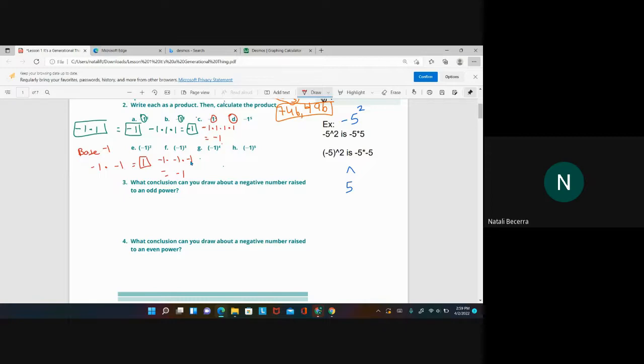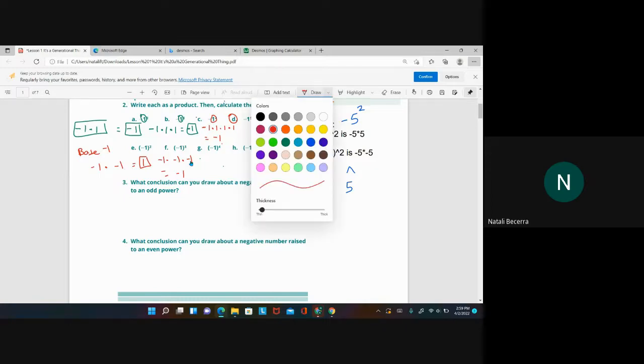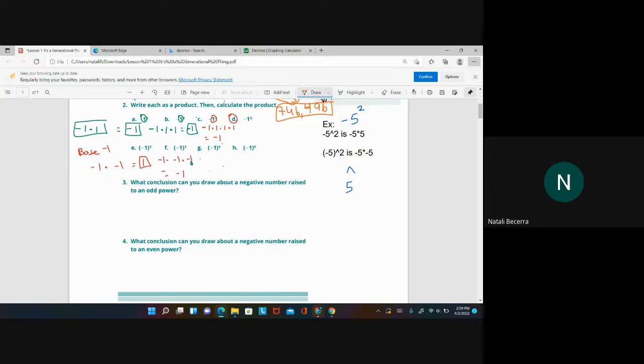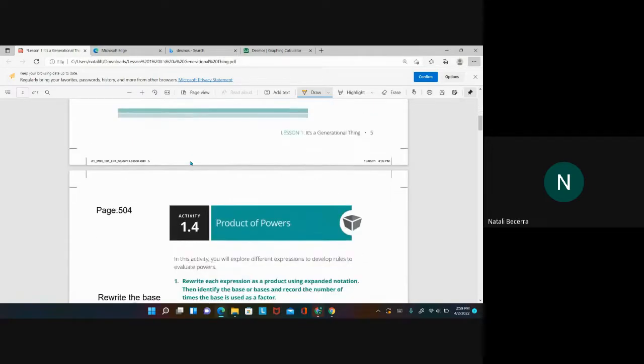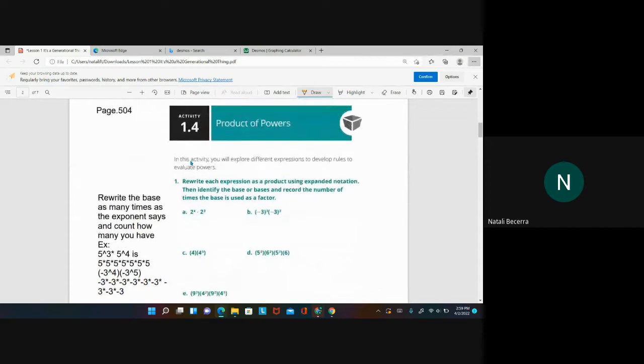Now for G, let me change the color real quick. Same thing. I have parentheses around the negative and the 1. That means my base is that whole thing inside of the parentheses. So I have -1 times -1 times -1 times -1. And that should give me +1. And then I'll let you do H by yourself.